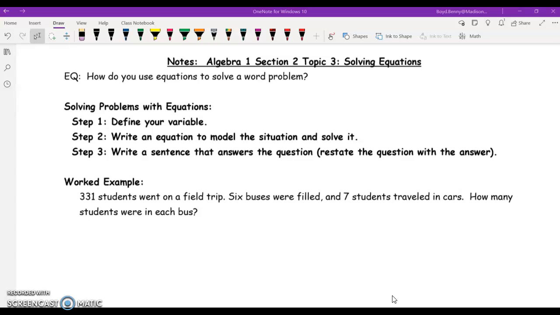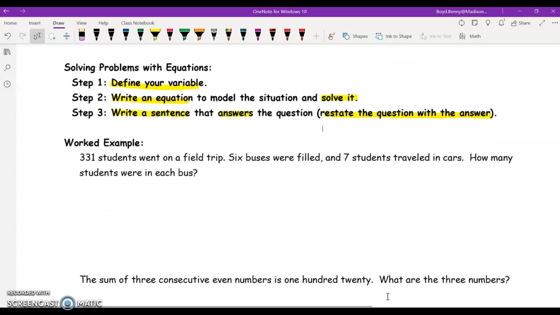So to start with, we want to highlight our steps. Just like the lesson from yesterday, we're going to use the same steps. We're going to define a variable, write an equation and solve it, and then write a sentence that answers the question. The easiest way to do that is to restate the question with the answer in it. You'll see some more of that in just a moment.